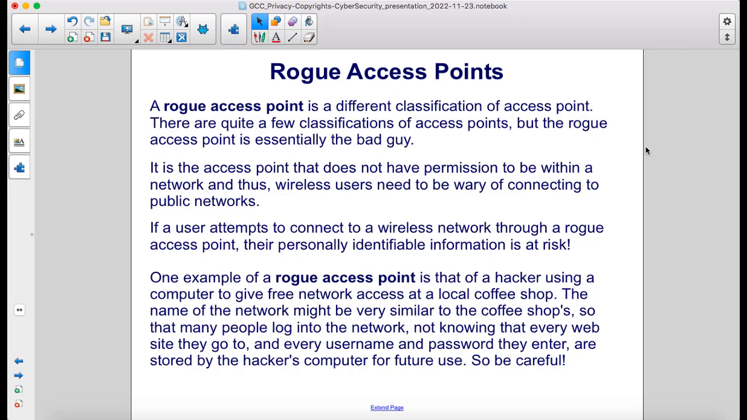One example of a rogue access point is that of a hacker using a computer to give free network access at a local coffee shop. The name of the network might be very similar to the coffee shop's, so that many people log into the network, not knowing that every website they go to and every username and password they enter are stored by the hacker's computer for future use. So be careful.